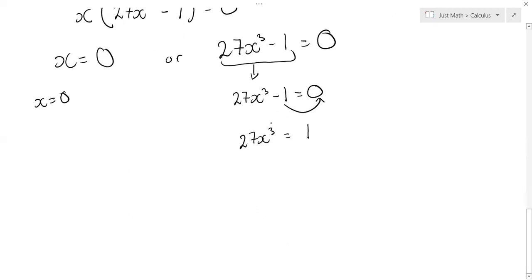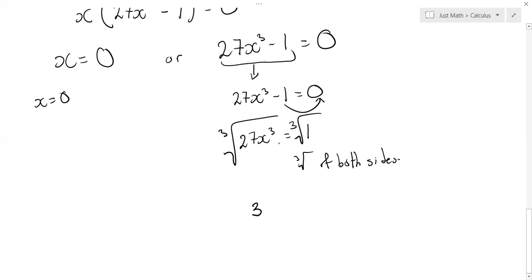So what can we do? We can find the cube roots of both sides. So what's going to be the cube root of 27x cubed? The cube root of 27 is 3. So just find the cube root of both sides. Cube root of 27 is 3.